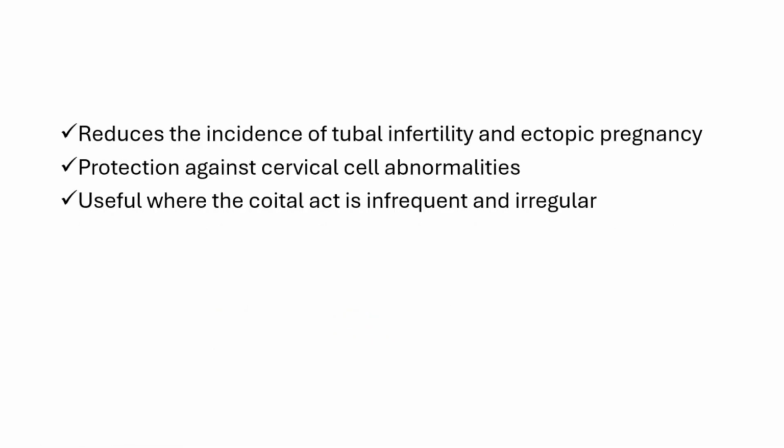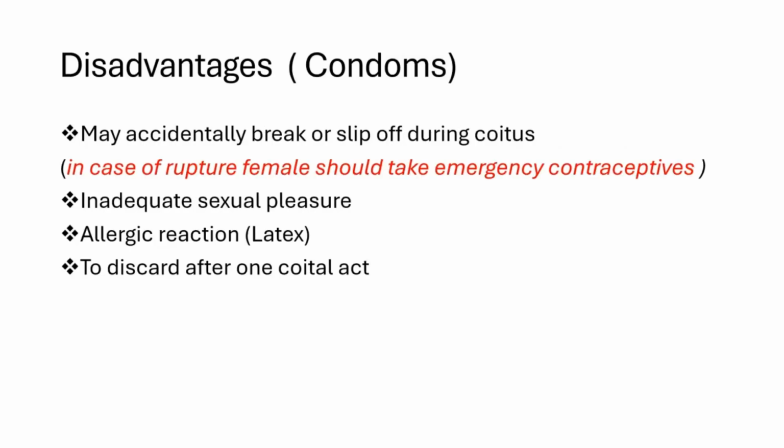It reduces the incidence of tubal infertility and ectopic pregnancy. It helps in the protection against cervical cell abnormalities, and it is quite useful when the coital act is infrequent and irregular. Coming to the disadvantages or drawbacks of the condom, it may accidentally break or slip off during coitus. So in that case, the female has to use some sort of emergency contraception.